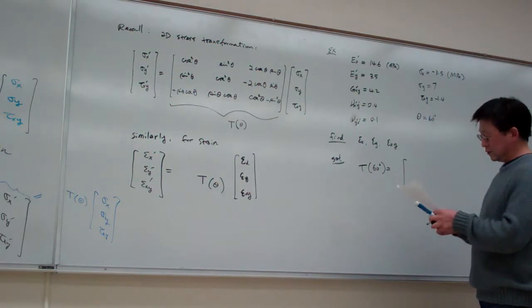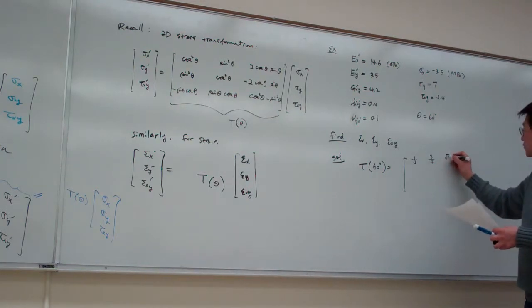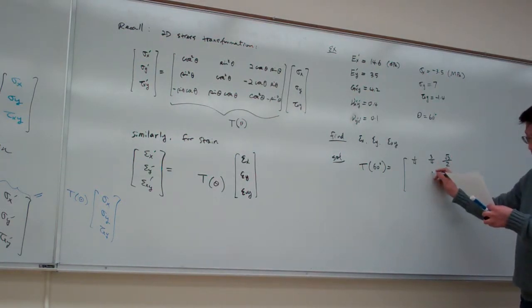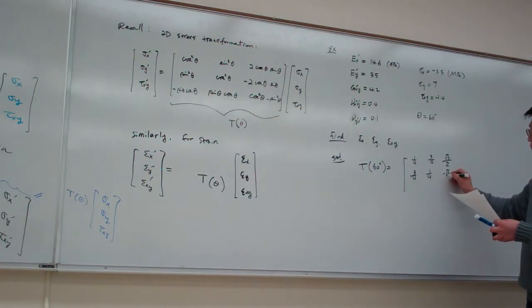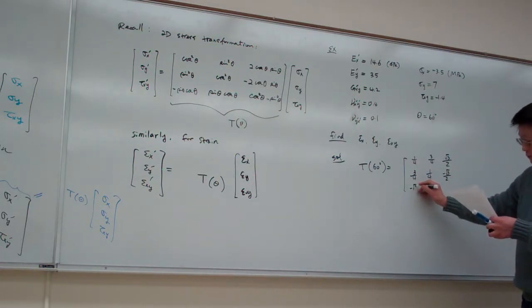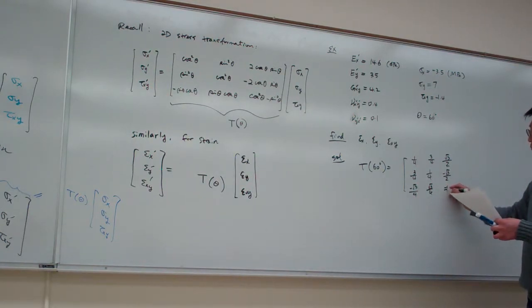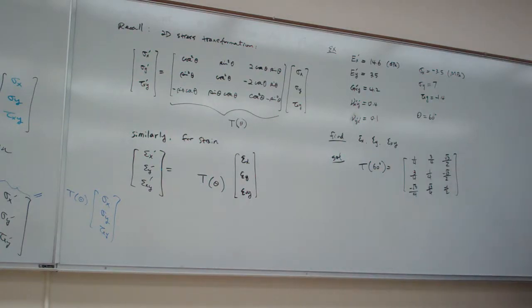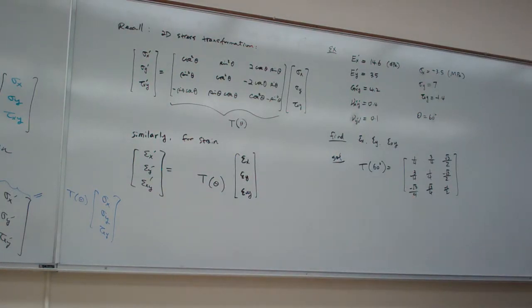And T will be equal to 1/4, 3/4, square root of 3 over 2, and so on. Okay, so the T matrix is given here. So directly plugging into there, then we have done everything. Okay. So this is the simple example.